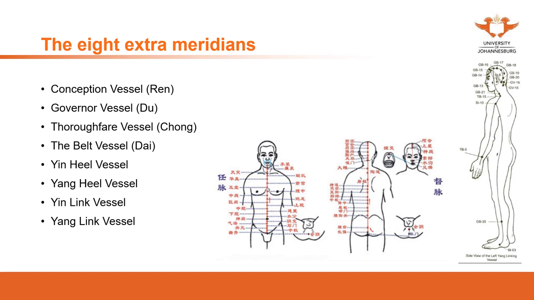So for the extra meridians, we also use the terms Ren meridian, Du meridian, Chong meridian, Dai meridian, Yin Qiao meridian, Yang Qiao meridian, Yin Wei meridian, Yang Wei meridian. How to write the Yin Wei, Yang Wei, Yin Qiao, Yang Qiao, you can find in your textbook or the following slides of the extra meridians.